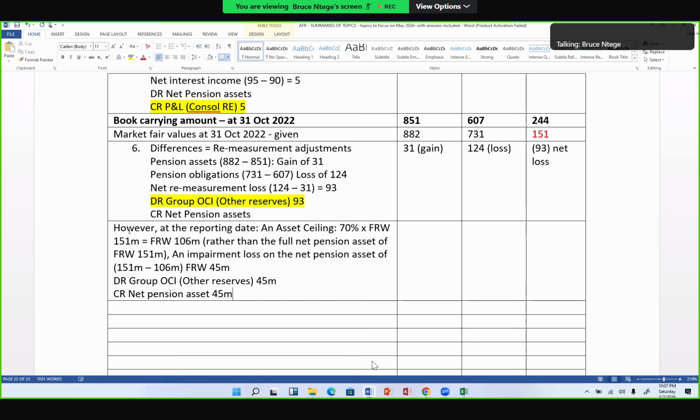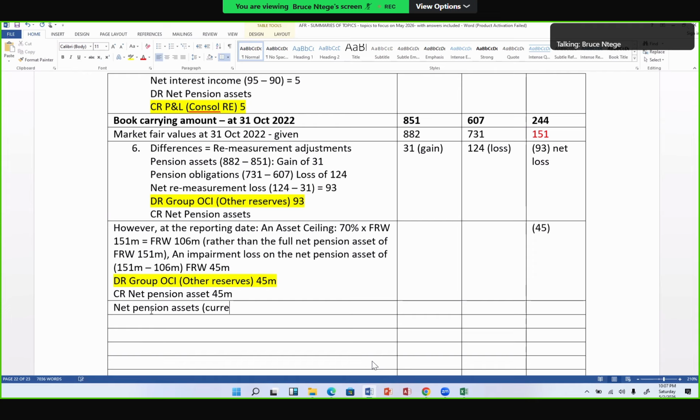So let me post that 45 here, I'll say minus 45, which I can't recover. So the debit, I'll deal with it when I complete my double entry, when I go to the other reserves. So that means that at the end of the year, my net pension asset, which I'm taking to the balance sheet under current assets.